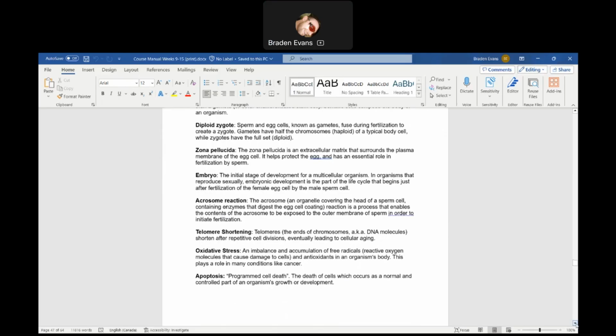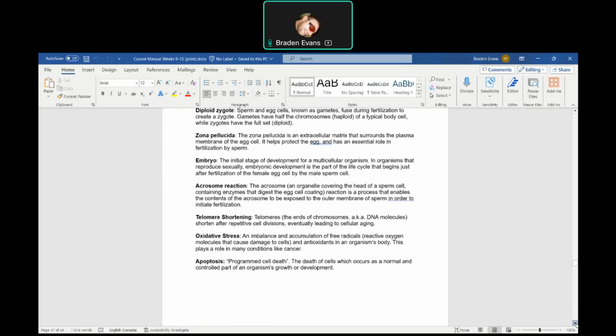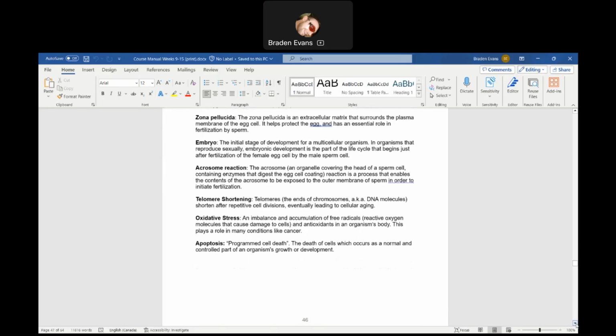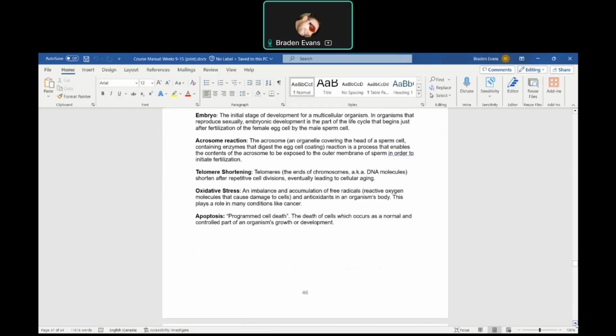And just another term for our sperm and egg cells that you might see is the term gametes, okay? So gametes are sperm and eggs. These are cells, again, that are haploid, with half the genetic material. The zona pellucida, this is a protection layer around the plasma membrane of the egg cell. It helps to protect the egg, but it's also where some of the fertilization action takes place.